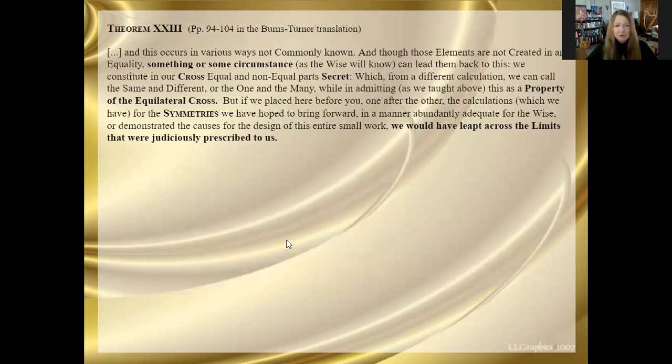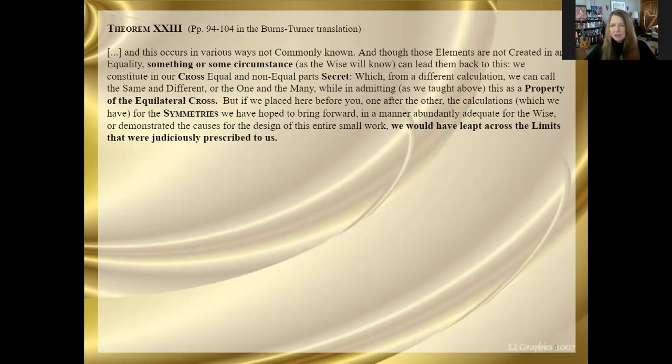Okay, we'll continue on. He says, this occurs in ways not commonly known, right? Because that's what he's been doing all through the monad. He says, although those elements are not created in equality, something or some circumstances, as the wise will know, can lead them back to this. That's the whole motion of his hieroglyphic monad and the initiatory path in theorems 21 and 22. We constitute in our cross equal and non-equal parts secret. Oh, so the measurements aren't perfect after all. What else is secret? Hold that thought.